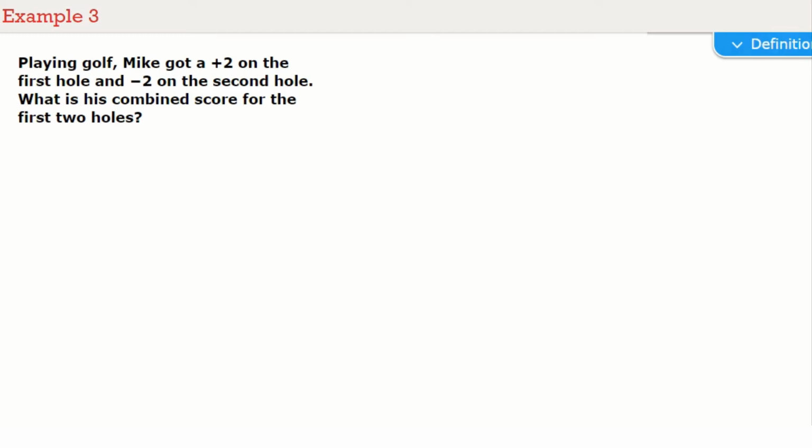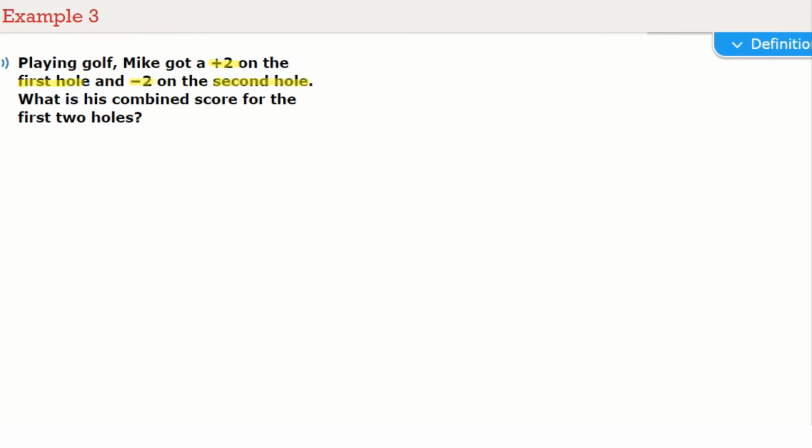Positive 2 on the first hole and negative 2 on the second hole. What is his combined score for the first two holes? Alright, I'm going to highlight my given information. So on the first hole, he had a positive 2 and a negative 2 on the second hole.